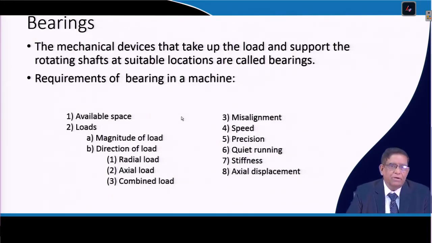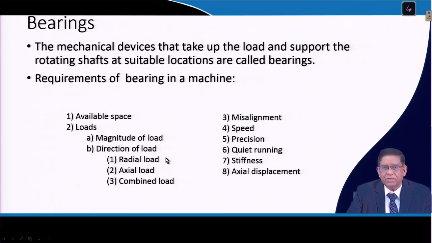So, we will be discussing some special types of bearings which are used for our revolving structures, as in the case of your crane, your dragline, and bucket wheel excavator. All machines have a very large number of bearings serving different purposes. While selecting a bearing, you consider the available space, the magnitude of the load, and the direction of the load, whether it is radial, axial, or a combined type of load.